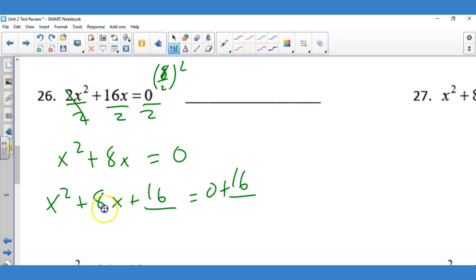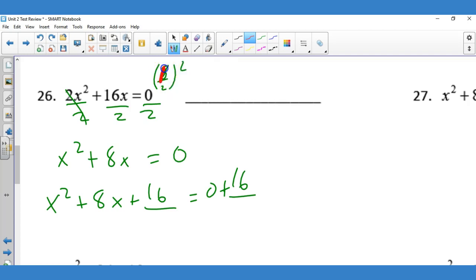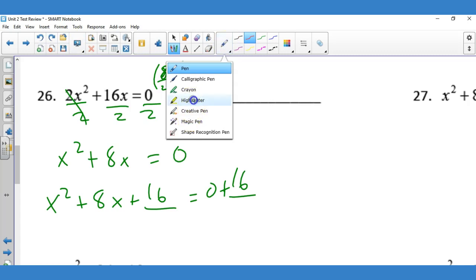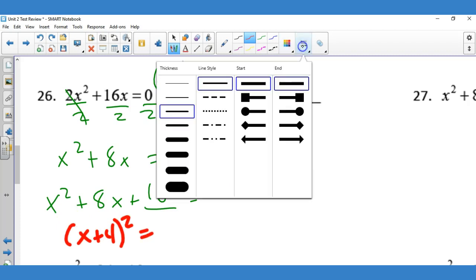well, now we factor this left side. And when we factor it, remember, just look at this portion right here. What's in the parentheses? Whoa, that's not what I wanted. I don't know why it's not changing. But anyway, you look at what you have in the parentheses, which is 4. So we have x plus 4 squared. And then on the right side, 0 plus 16, of course, is 16.